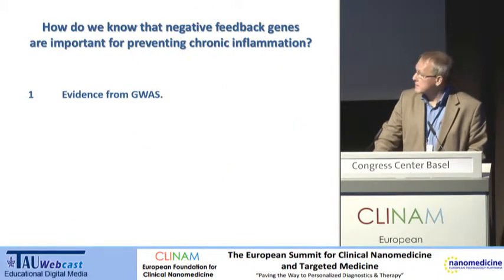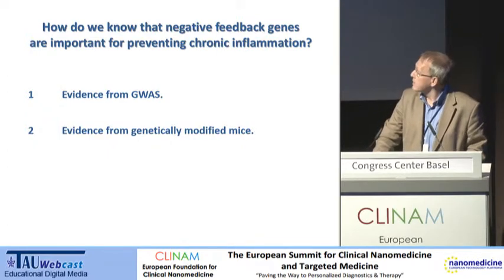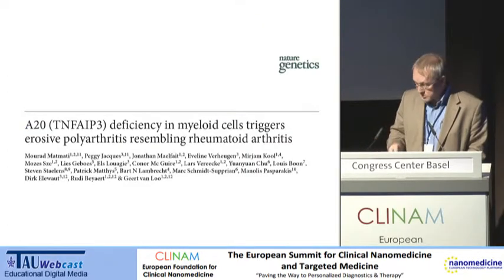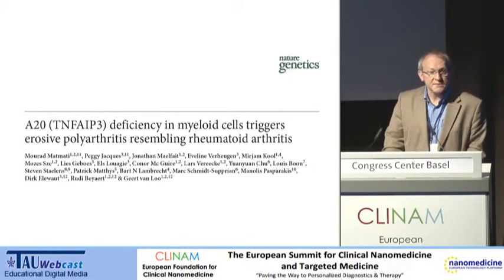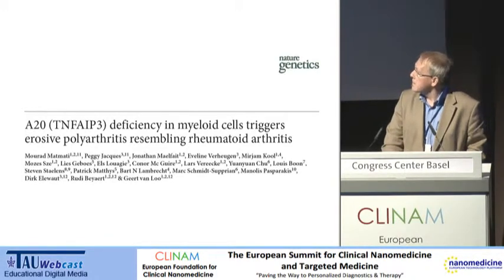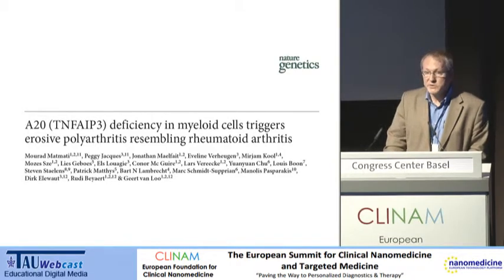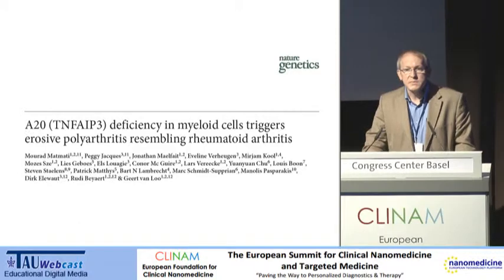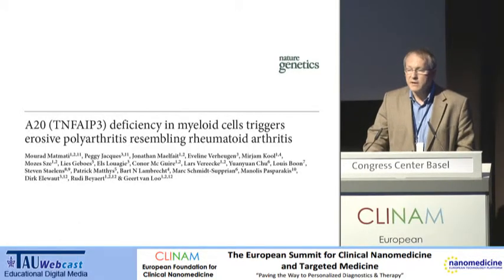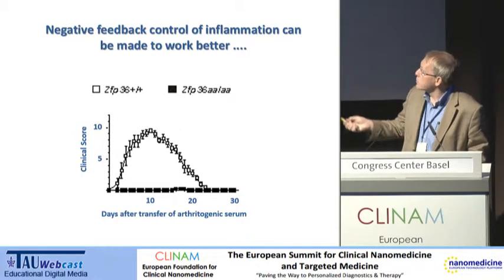That's just one example. The second line of evidence comes from genetically modified mice. And again, this is just one example. This is a tissue-specific knockout of the TNF-AIP3 gene, and the consequences for the mouse are rather dire. The mouse develops an erosive arthritic disease, which is very similar to rheumatoid arthritis. And experimentally, it's also possible to improve the efficiency of these negative feedback mechanisms. And this is an example from our own work.